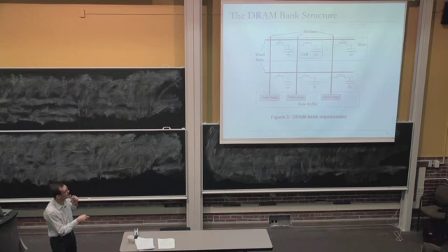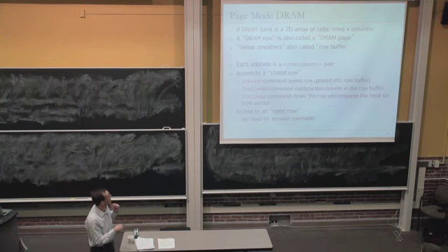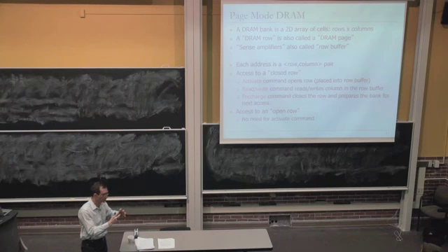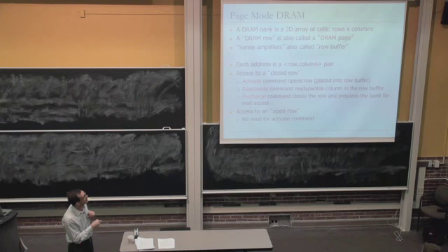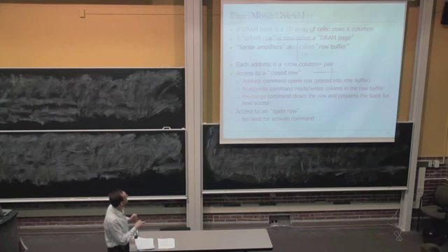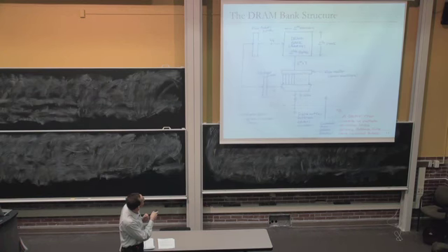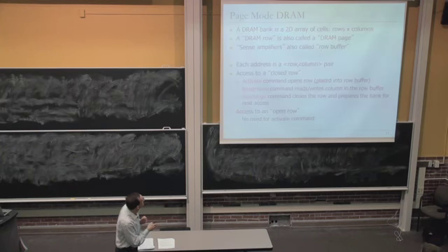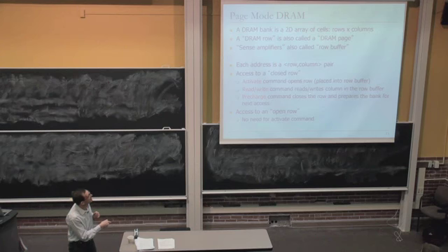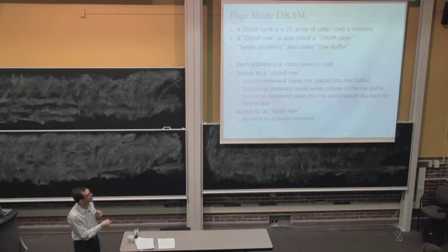I said that you can access the data only from the row buffer. What the controller that controls this bank needs to do is to use a command called activate to open the row, which essentially, upon sending this command, the DRAM bank takes that row and places it into the row buffer. And then the controller uses the read and write commands to read from and write to columns in the row buffer.